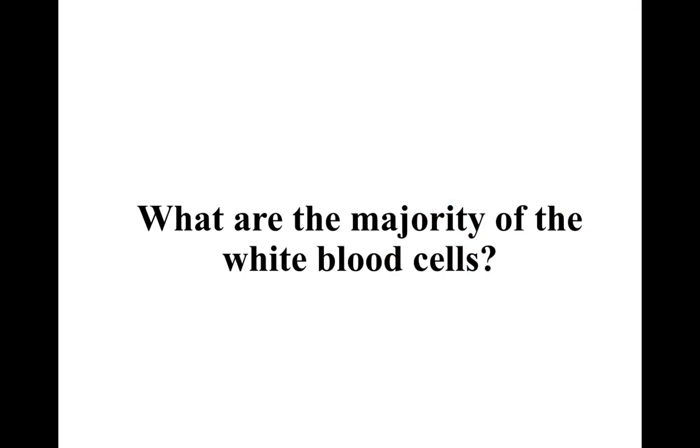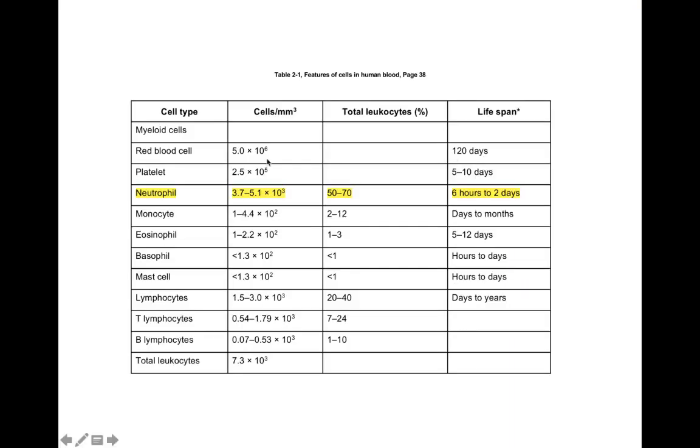What are the majority of the white blood cells? If we were to look at the percentages of what exist, the majority of your white blood cells are neutrophils and then lymphocytes. So you have a lot of neutrophils, and they act fast. And so they are one of the first cells that come and try to fight an infection. And they're important phagocytic cells. They can eat and destroy microbes and pathogens.